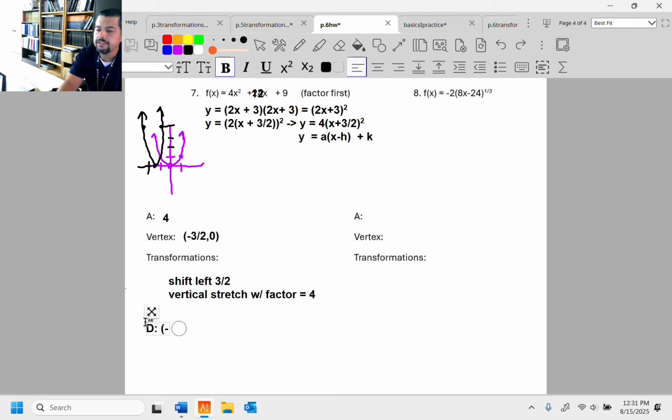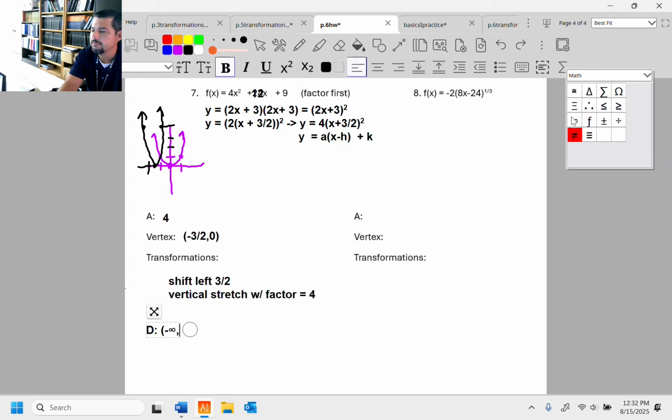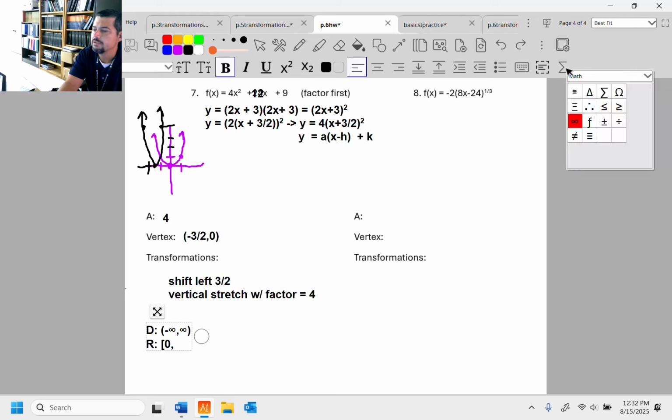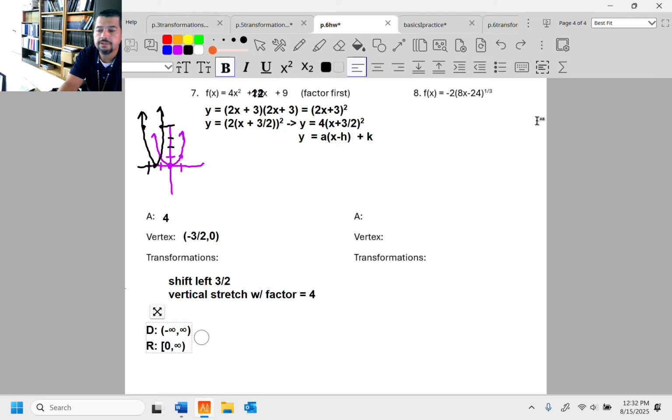The domain of any parabola, at least any parabola in Tennessee's version of Algebra 2, is negative infinity to infinity, because we don't do the horizontal parabolas anymore, we just do the verticals. And the range of this parabola is the same as Mama because it wasn't shifted up or down. It's 0 to infinity. And that's all the homework I'm doing. I'm not doing any more.